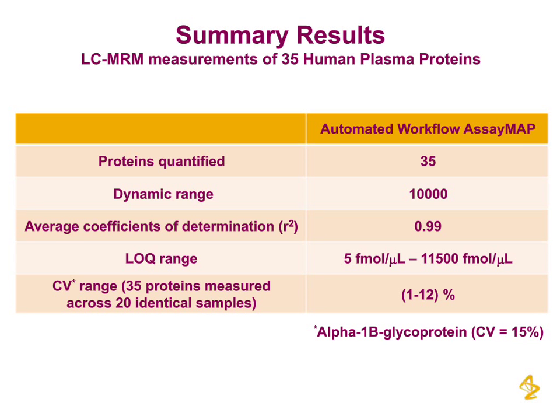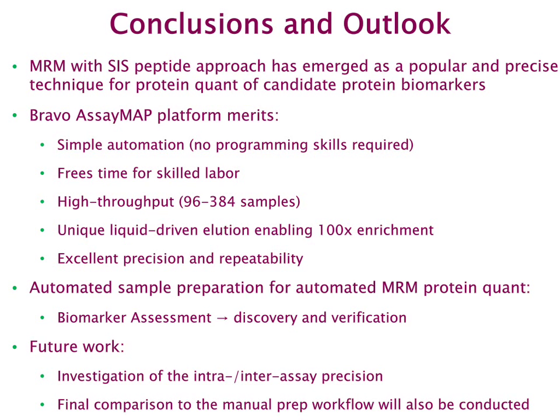In conclusion, MRM with a SIS-peptide approach has emerged as an indispensable and precise tool for protein quantification, and it is used extensively in our laboratory for the validation of biomarkers. The AssayMap platform has significantly improved the efficiency of the Translational Science Lab at the AstraZeneca Mölndal site. Not only the capacity of processing up to 384 samples per batch, but more importantly, skilled labor can use their precious time more efficiently. The precision of the robot is outstanding, and the AssayMap does a perfect job, regardless whether it's Monday morning or Friday afternoon.